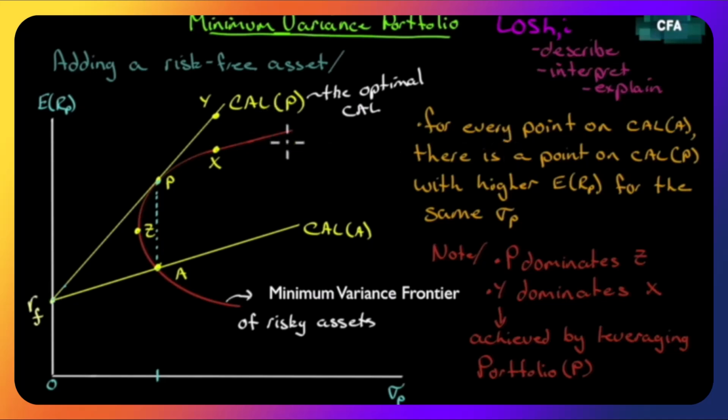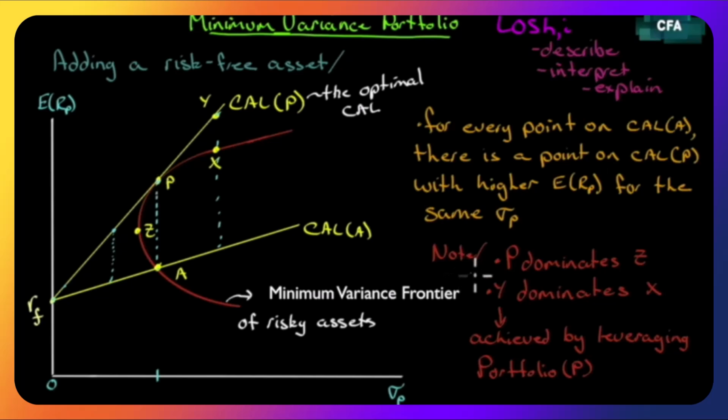So let's have a look at the two lines that we've drawn, the capital allocation line for P and for A. And note, for every point on A, there is a point on P, CALP, with a higher return for the same risk. So even if I took a point over here, I could simply walk straight up and take a point on this curve. If I took a point here, I could do the same thing, walk straight up and take this point. So it is dominated. Every other curve will be dominated by the capital allocation line that is just tangent to the minimum variance frontier on the efficient portion of the frontier.